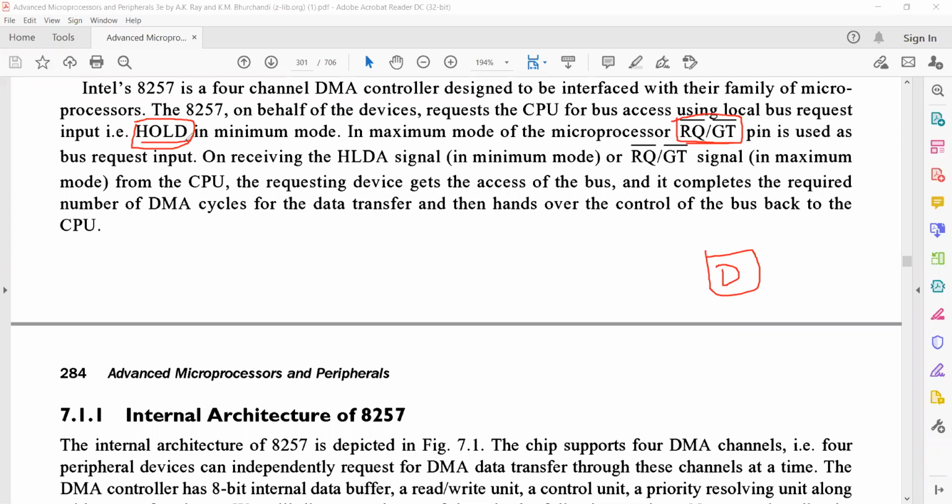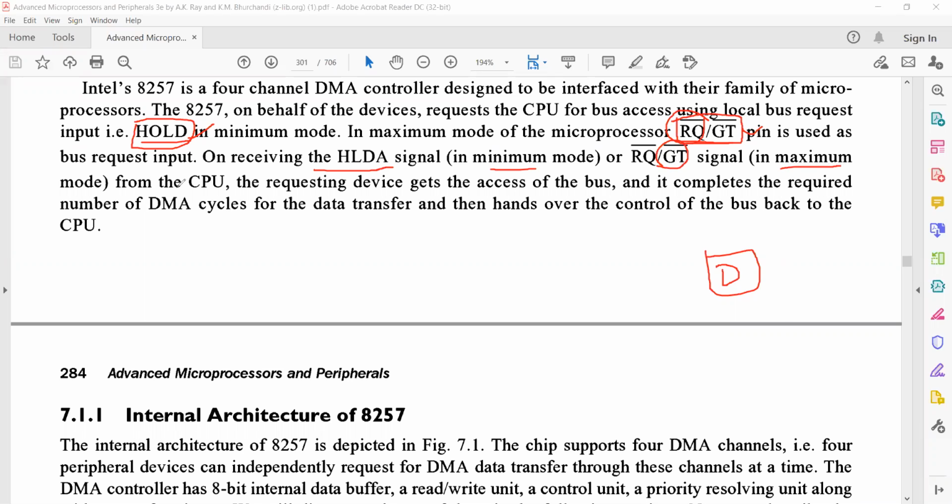Once we send a request using these two signals to the microprocessor, it will send an acknowledgement signal, HLDA, in the minimum mode, and in the maximum mode it will send a grant signal. The request is sent using the request signal, and the acknowledgement is sent using the grant signal in the maximum mode.